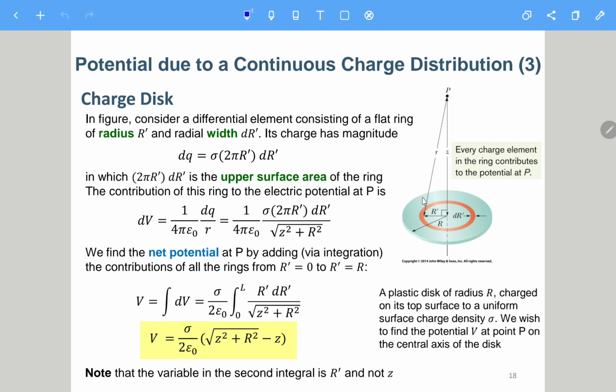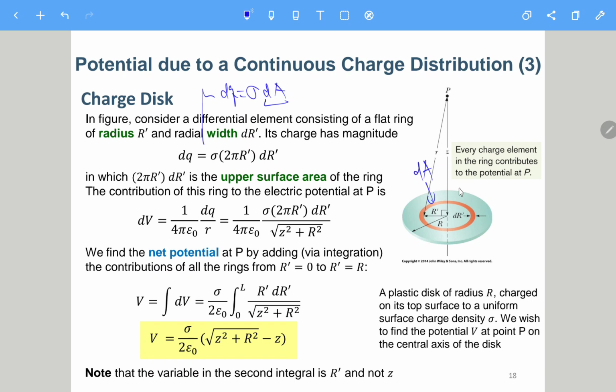Let's consider the orange ring. This is dq, so we will have dq on this ring. dr is the width of the ring, and sigma is of course the surface charge density. So dq equals sigma times dA, where dA is the area of a ring.